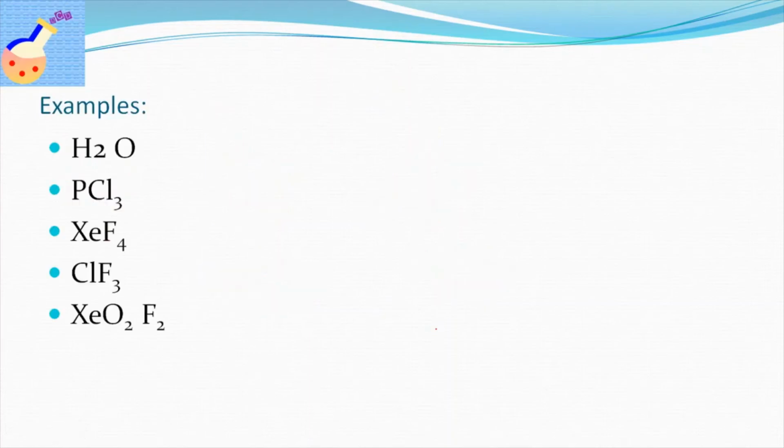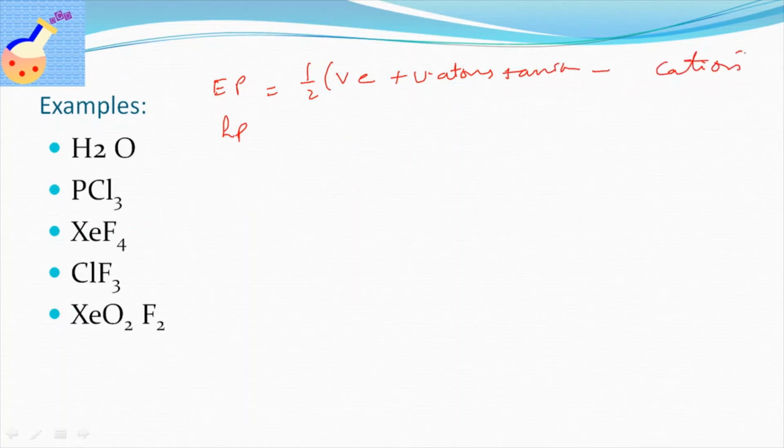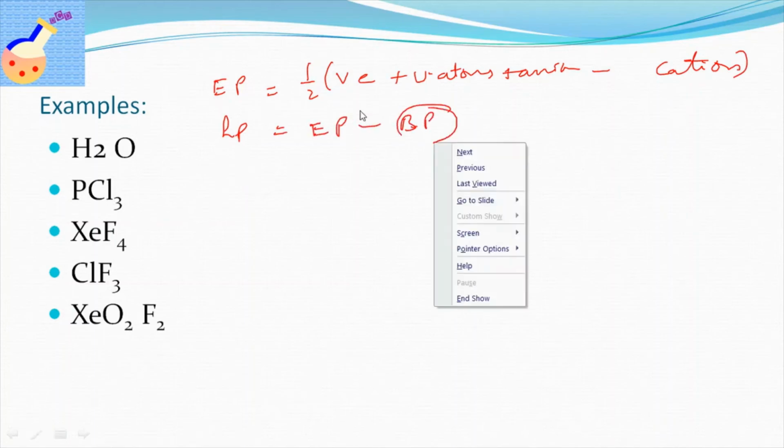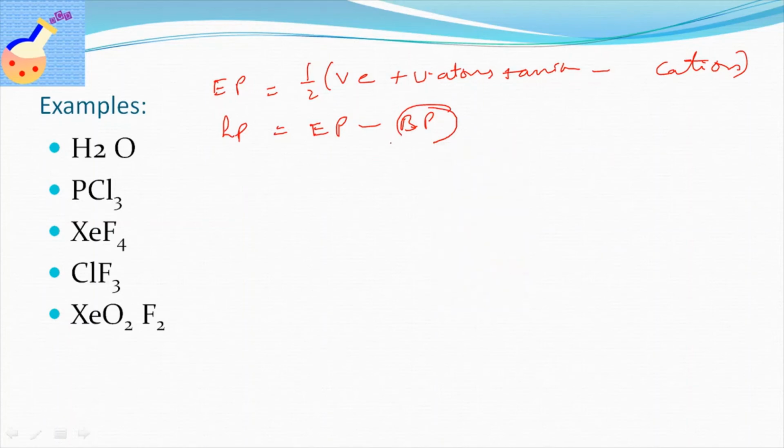Okay, so let us solve a few examples. Before that, I have already told you electron pairs should be calculated and lone pairs should be calculated. So we know the formula for the electron pairs, that is half of valence electrons around the central atom plus number of univalent atoms plus anion charge minus cation charge. We know this. And lone pair is equal to electron pairs minus bond pairs. And there is a question, what is the bond pair here? So how to find out the bond pairs? Simply, bond pairs are nothing but the number of atoms around the central atom.